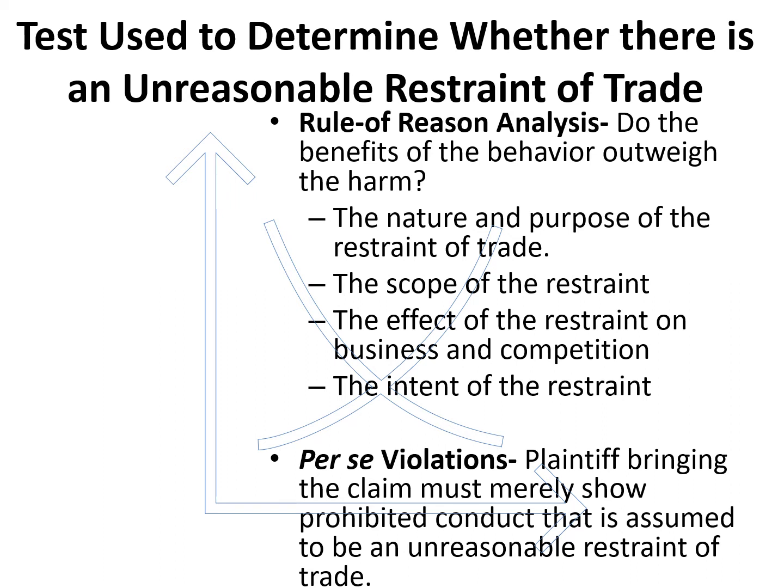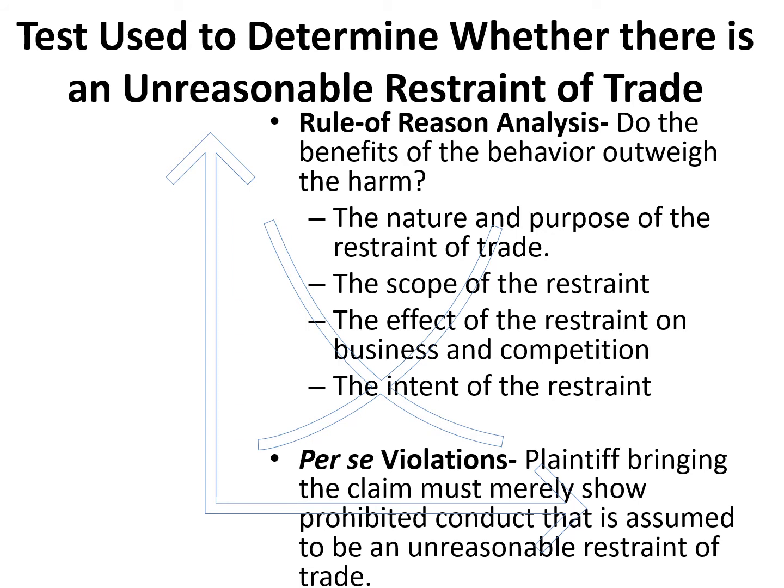All right? Then we have something that's called a per se violation. This is another Latin term. A per se violation indicates that a plaintiff bringing a claim must merely show that there was prohibited conduct that took place, and that it is assumed to be an unreasonable restraint of trade.